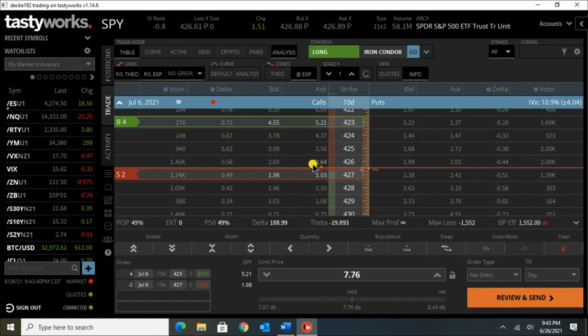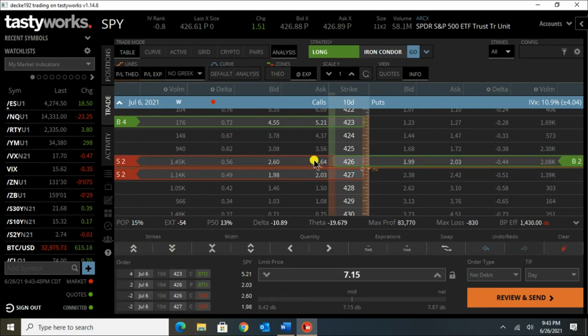And then we put on the synthetic short position, which is a short call and a long put. And it doesn't matter what strikes the synthetic short is. You want to go as close to at the money as possible because that's where our bid-ask spread is the tightest. So you can see the 426, 427. It's 4 to 5 cents on both sides. You could do the 426 or you could do the 427.